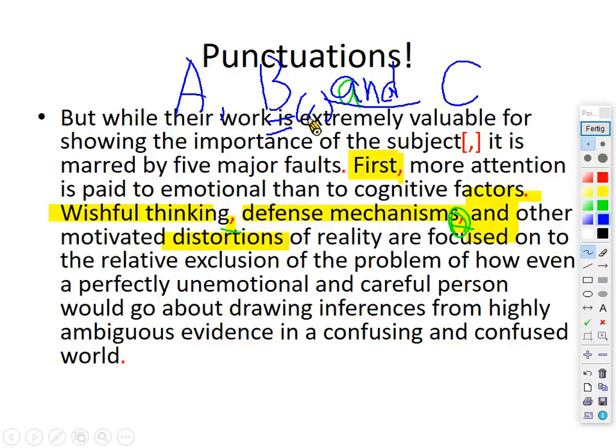When we put the commas in between, the first consideration for us is to think which way the reader will find it easier to understand the meaning of the sentence. So in this case, let's say "wishful thinking" A is a phrase, right? And "defense mechanisms" is another phrase. So it's long. So it would be much easier for the reader to understand there are three things connected together by "and": A, B, and "other motivated distortion of reality." So we have three things up there, right? And they are long. So here we need to put a comma in between B and C.